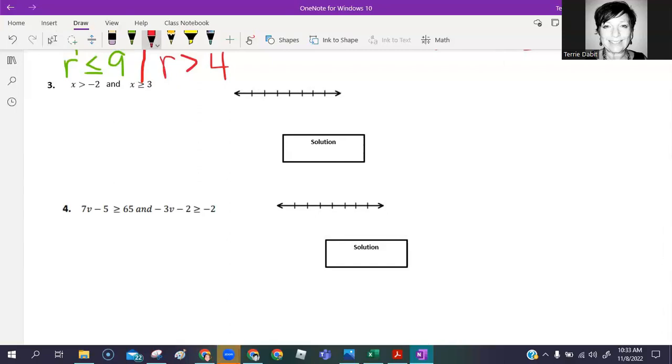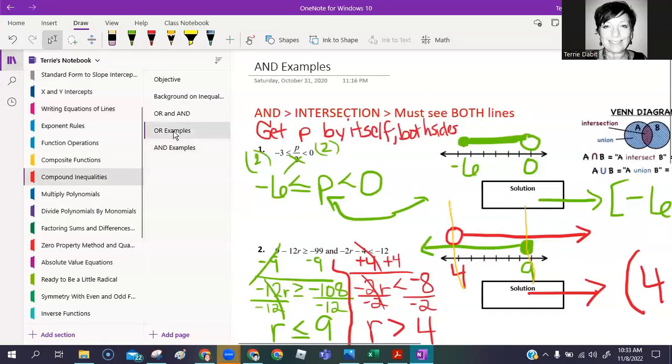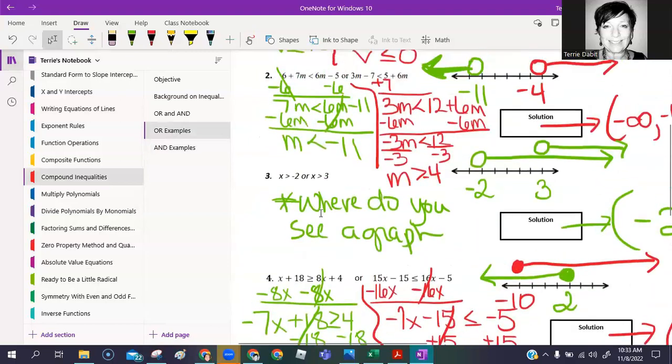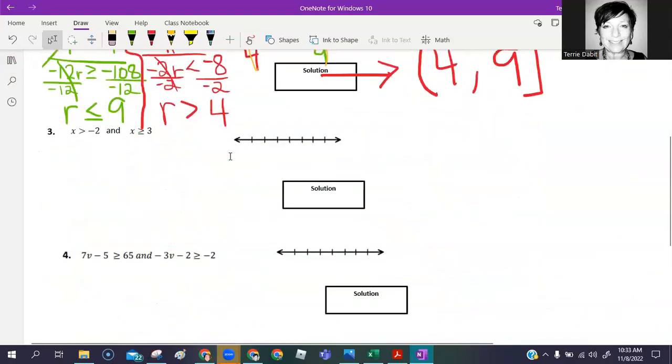You will also notice that number 3 and 4 are the exact same questions that I pulled from the OR. I just wanted to show you that, like here we got number 3. If you head over here to your OR examples, your number 3 is the exact same question. The only difference is I put and in there instead of or. So watch what happens just because I changed it from or to and. Okay, let's start with the first one.